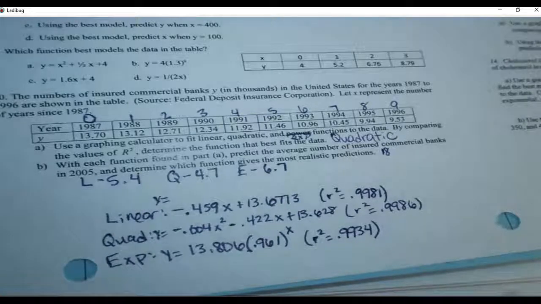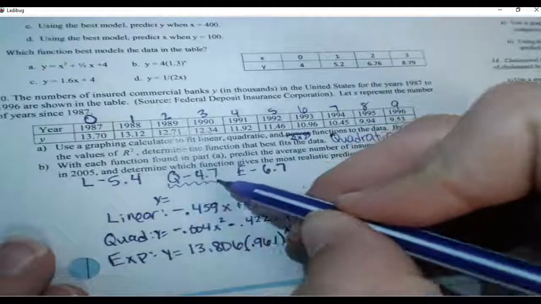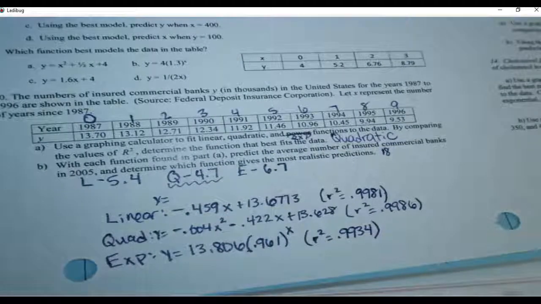And then it says determine which function gives the most realistic prediction. Well, we said that our quadratic fits the model the best, so based off of this information, we would say the quadratic. Now, we don't know that for sure, because we would have to know the real number, but based off of our data, that's what we can assume. Any questions? Okay.